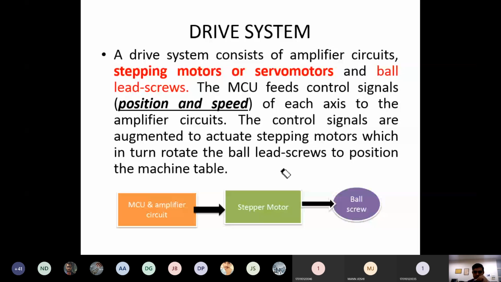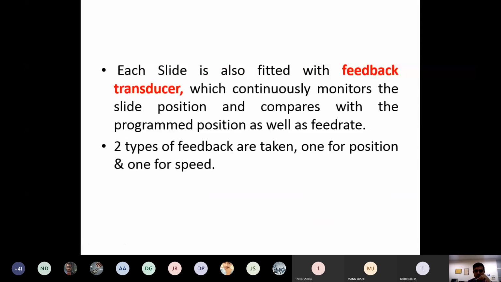So the drive system is also connected with the stepper motor or servo motor. If we are using the stepper motor, then there is no feedback device. If we are using the servo motor, then there is feedback, so we are getting the feedback. Each slide is also fitted with a feedback transducer. Each slide, that means the number of slides are there. When I discuss the encoder in detail, the encoder has a number of cutting slots, and based on that we are getting the feedback.